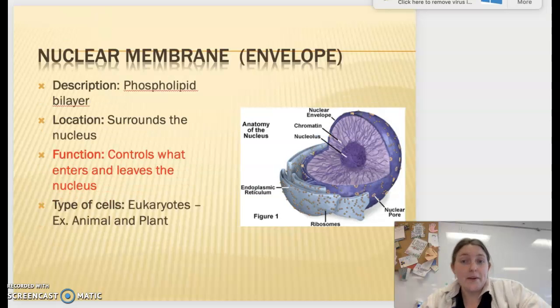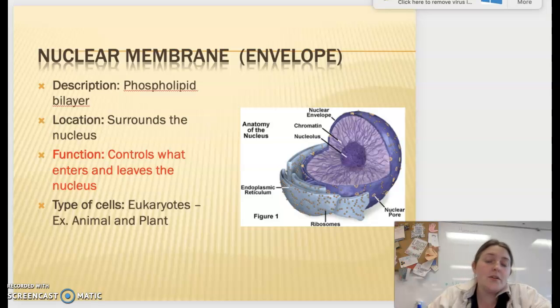The nucleus is covered by its own membrane, which is called the nuclear membrane or nuclear envelope. This is another phospholipid bilayer, so protected by fats. It keeps out all of the positively or negatively charged or polar particles in water. This surrounds the nucleus and controls what enters and leaves, just like the cell membrane does for the cell itself. This is strictly eukaryotic.